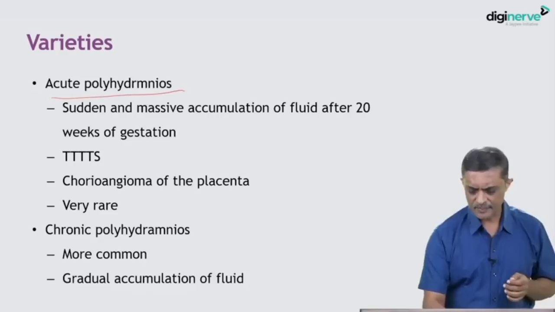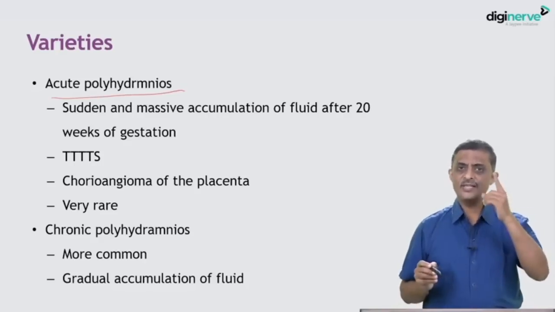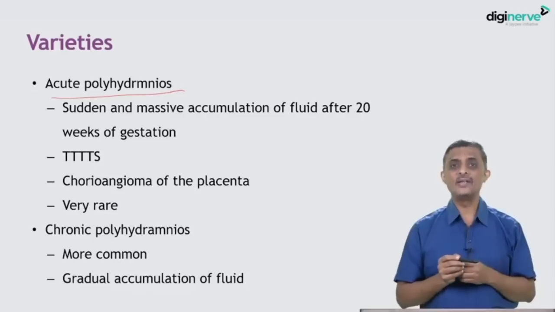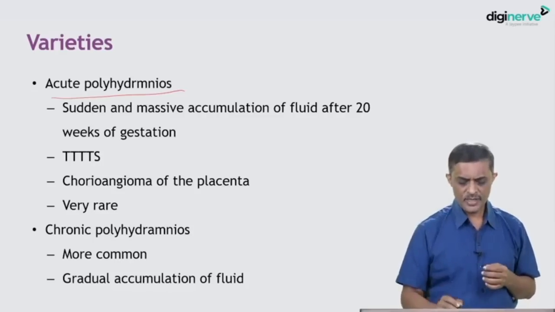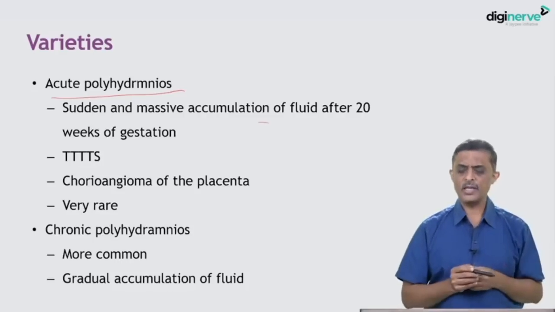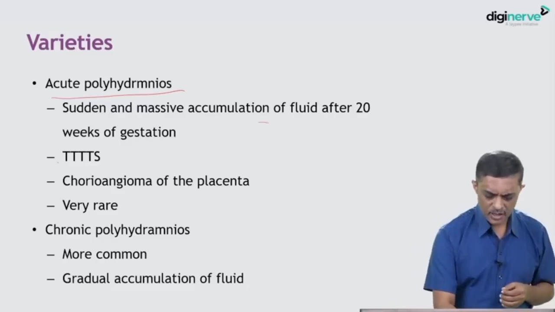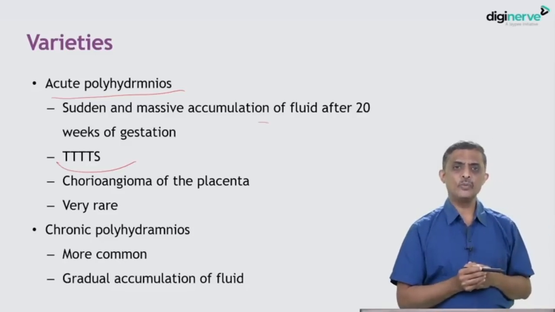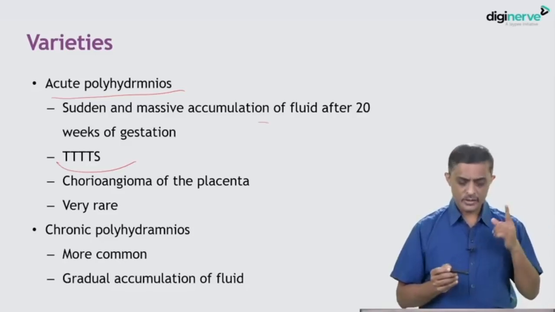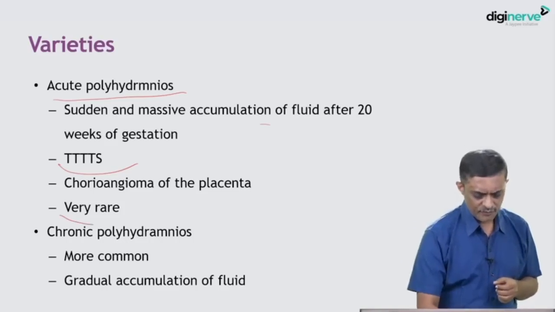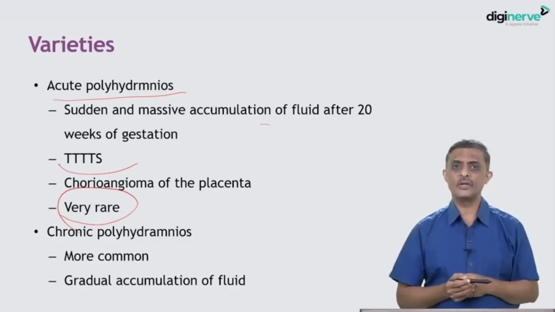When it occurs suddenly, massive accumulation, and this usually occurs in the mid-trimester of pregnancy, this is called acute polyhydramnios, right? And commonest cause would be the twin-to-twin transfusion syndrome or chorioangioma of the placenta, which massively secretes the amniotic fluid, but fortunately acute polyhydramnios is very, very rare. Chronic hydramnios is common. It is because of the gradual accumulation of the fluid.